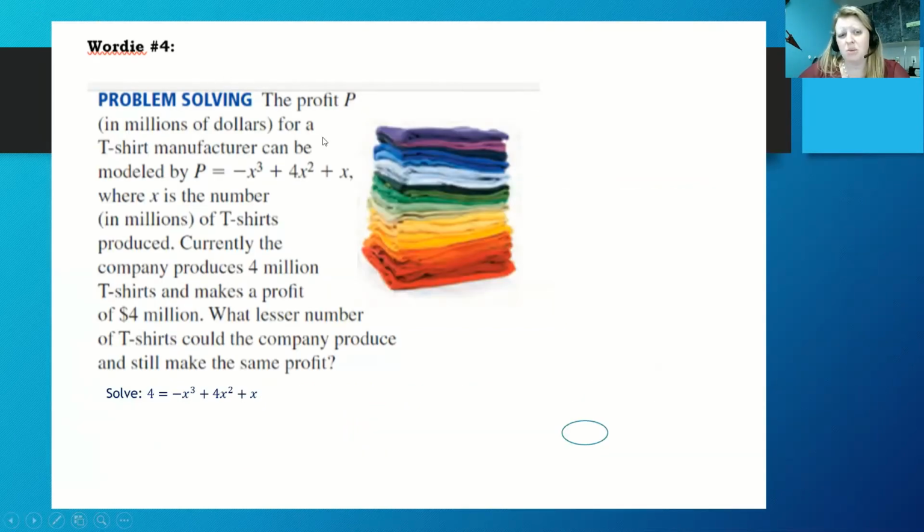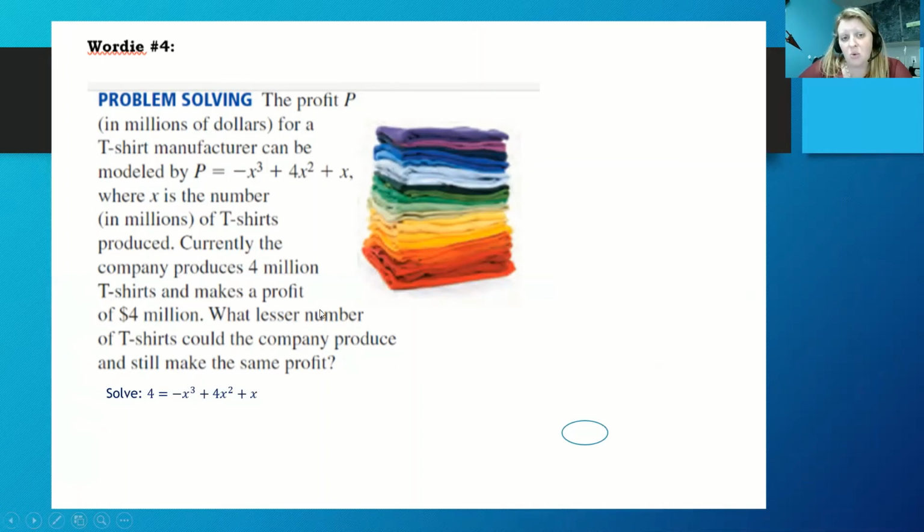Our next word problem is going to be easier, in my opinion, than the volume problem. This one's pretty straightforward. We have a profit function based on how many t-shirts we sell. So X is the t-shirts, P is the profit. It's important to notice it's in millions. So if I say X is 4, I mean 4 million t-shirts. So they're like, currently, if you produce 4 million t-shirts, you make $4 million.